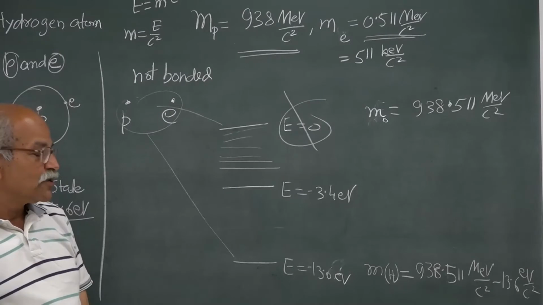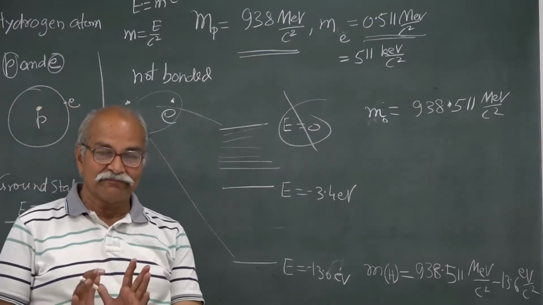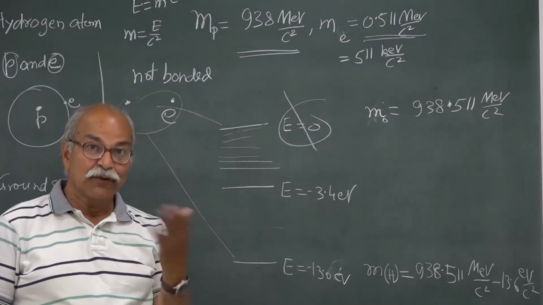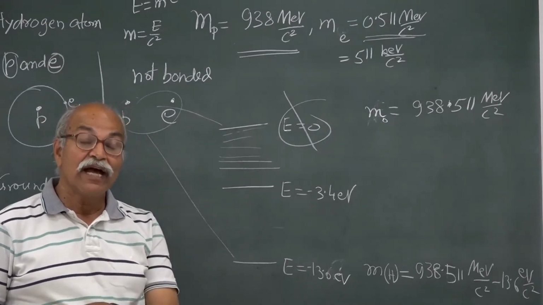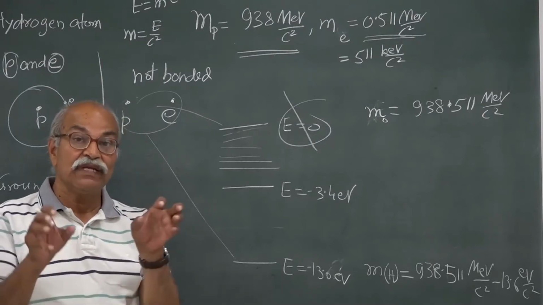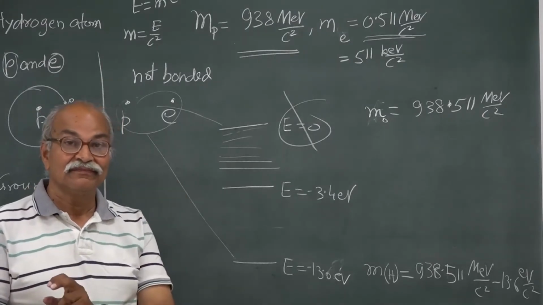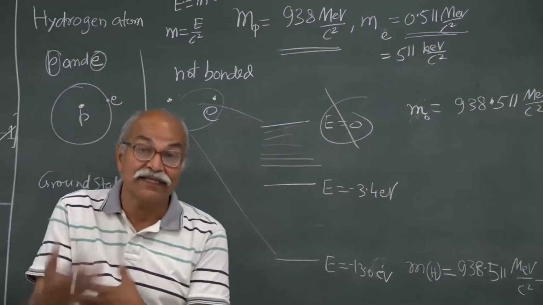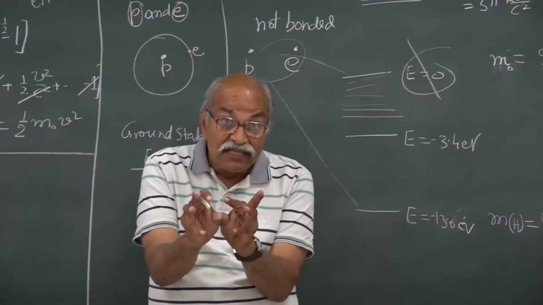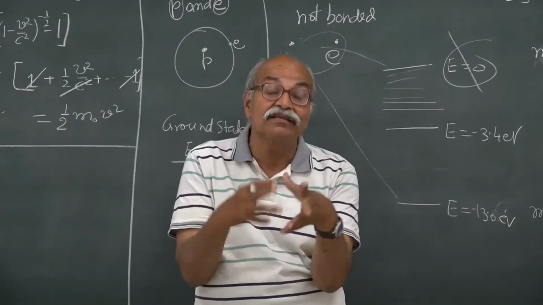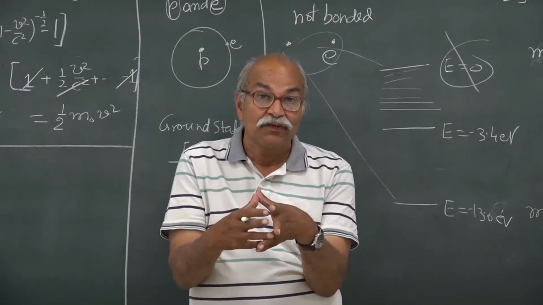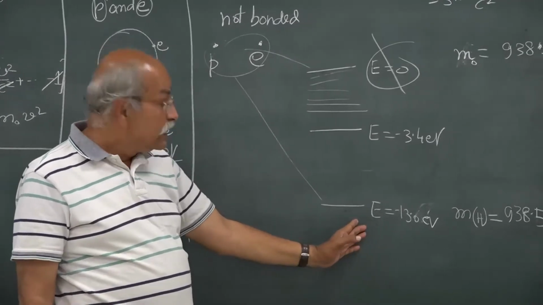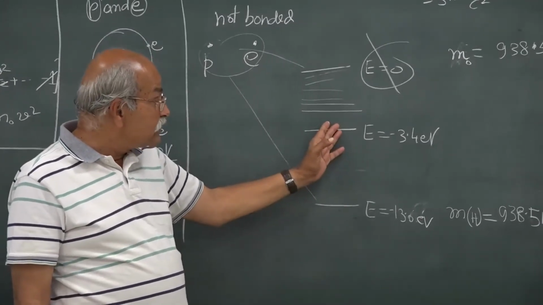So, the rest mass of a hydrogen atom is less than the sum of the rest masses of a proton and an electron, although hydrogen is made from a proton and an electron. In that bonded state this happens. So, the rest mass of a composite particle which has subparts will depend on the internal structure. Here the internal structure is different, here it is different, here it is different.